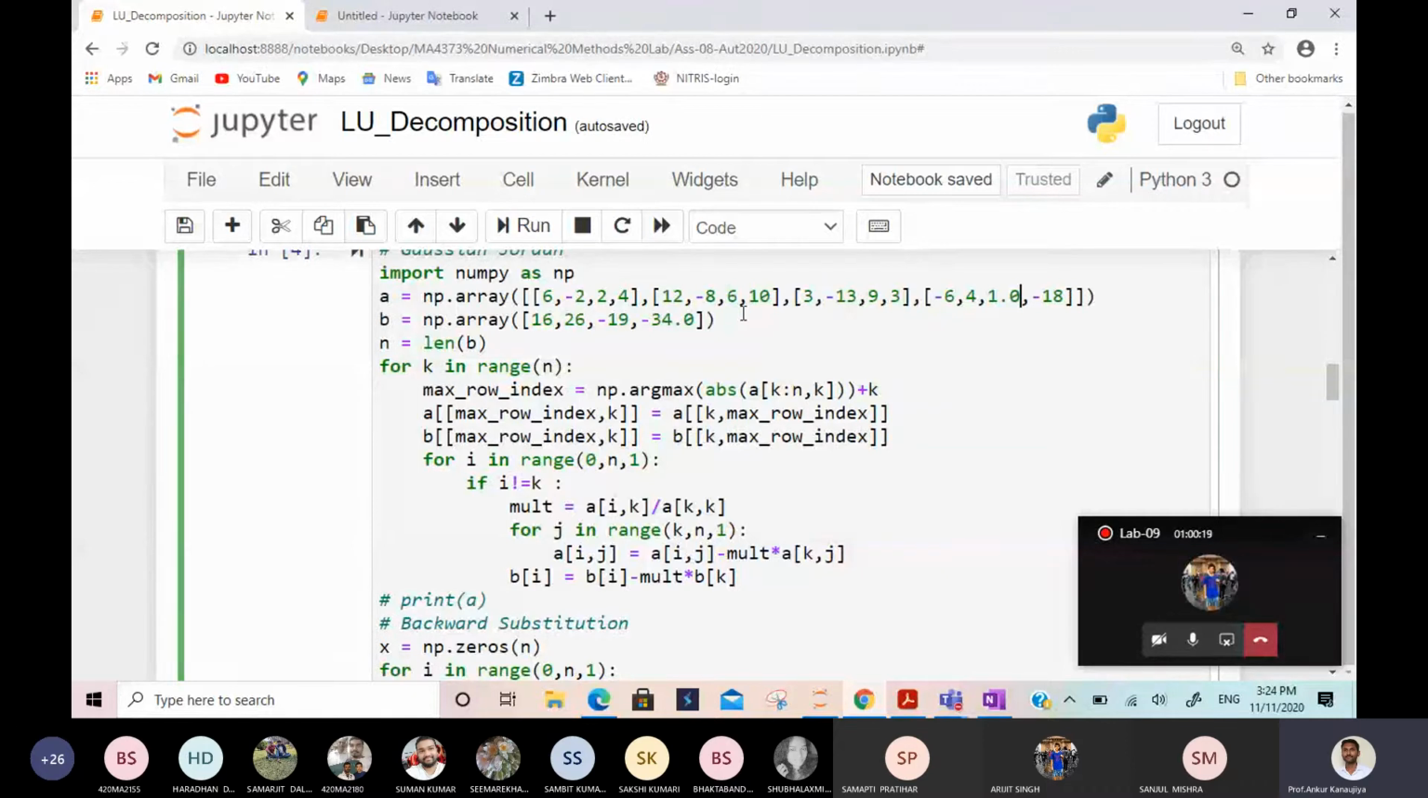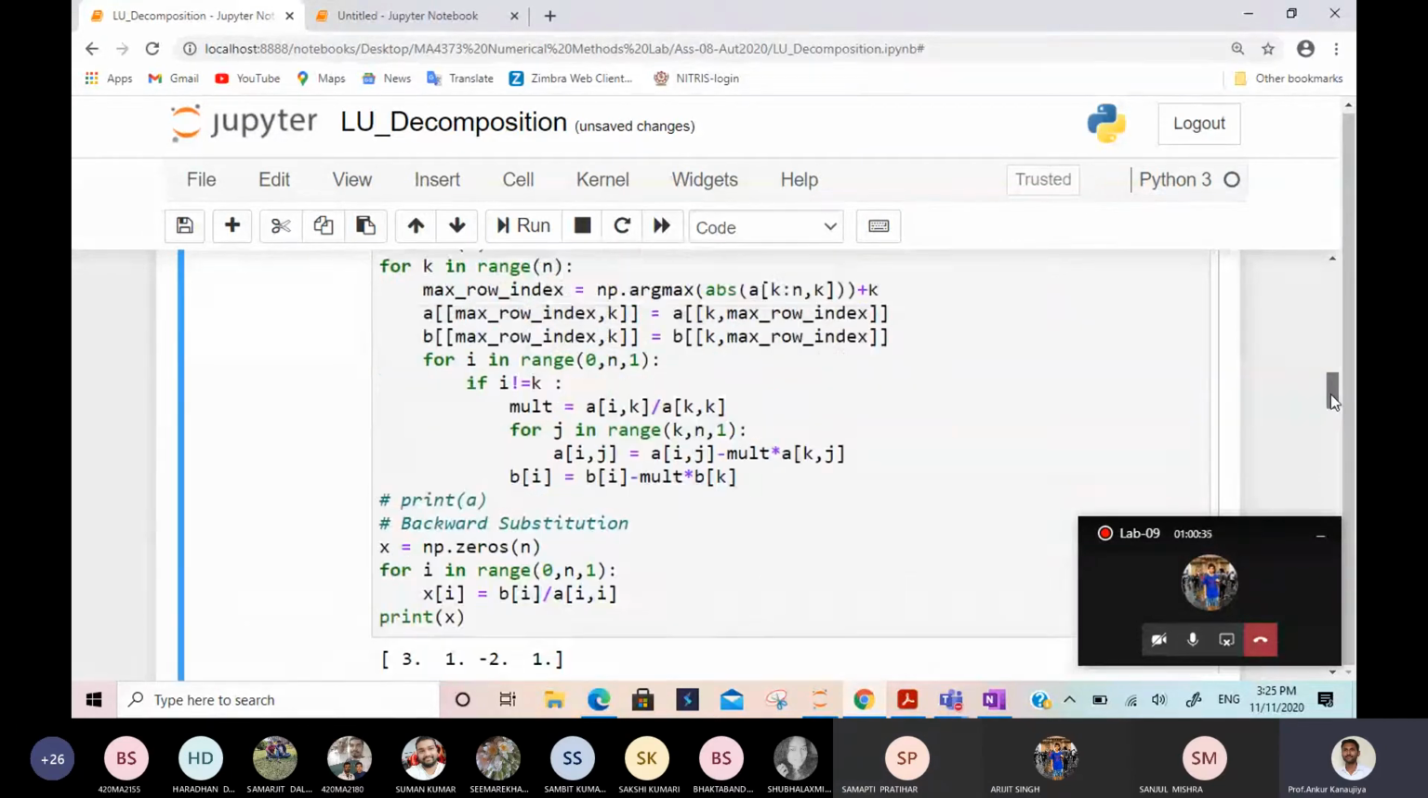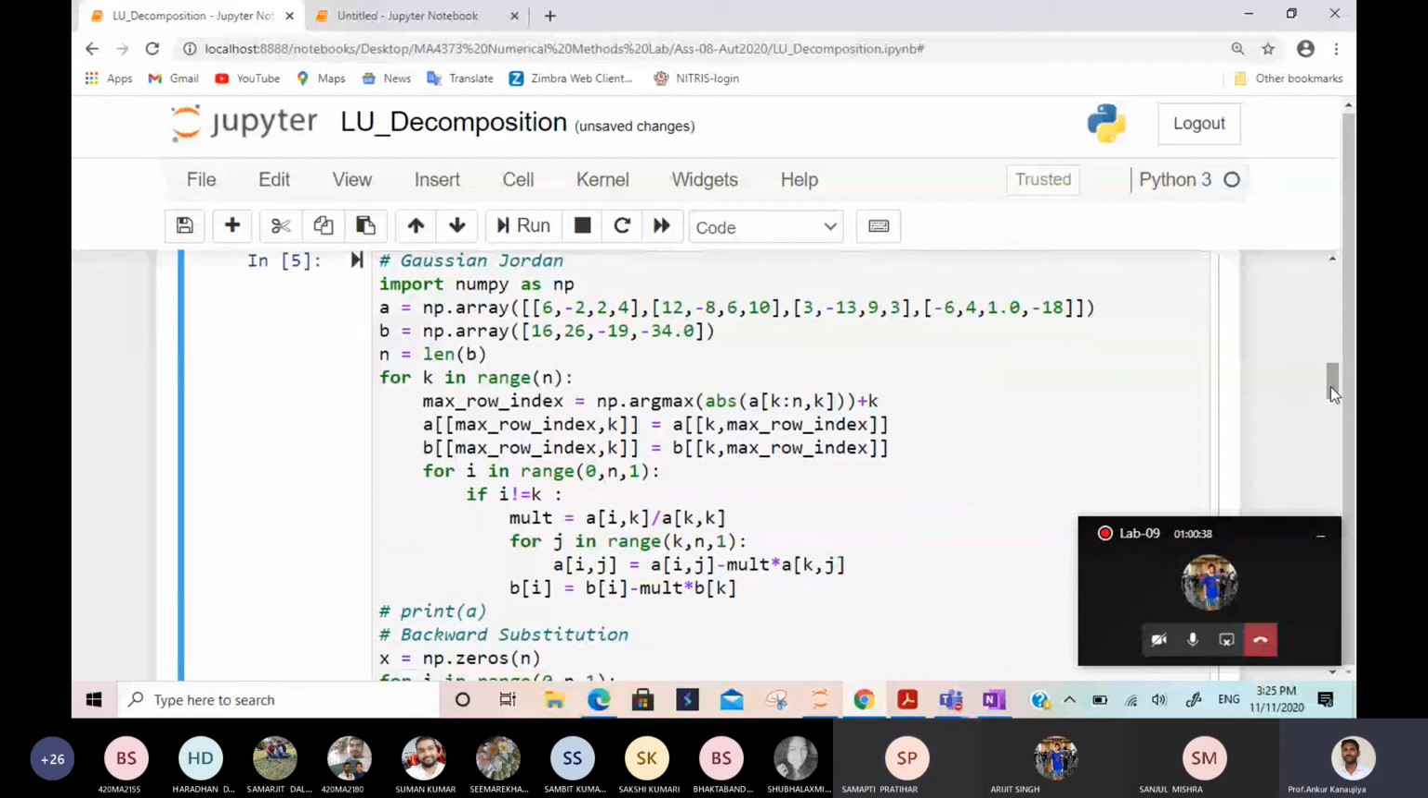So now it is all decimal. This matrix is not an integer entry matrix like before; it has become decimal entries. Now if I run it, let's see what answer it gives. So it is giving the perfect answer, 3 1 minus 2 1. So have you got what the problem was previously? If some integers are there and you divide two integers, the result may not be an integer. It can be a float, that means some decimal number.